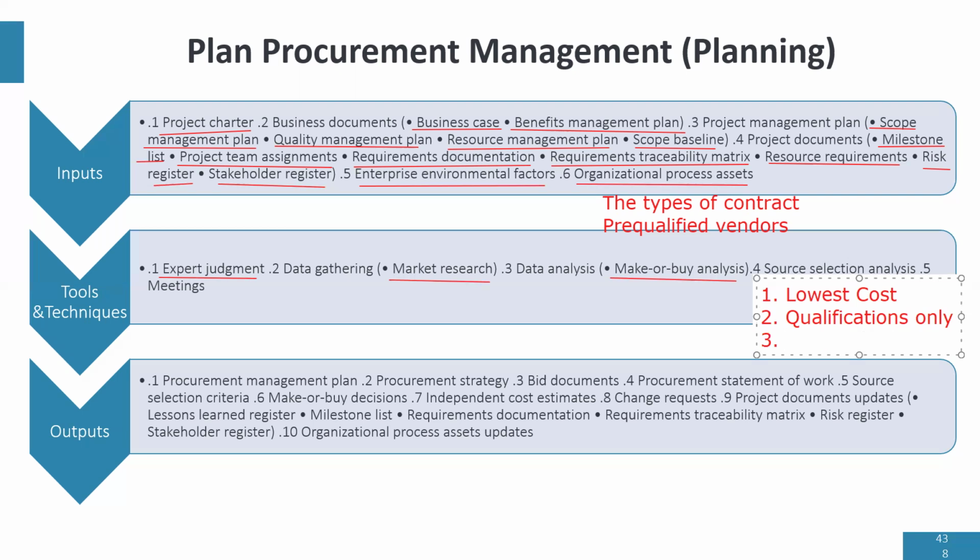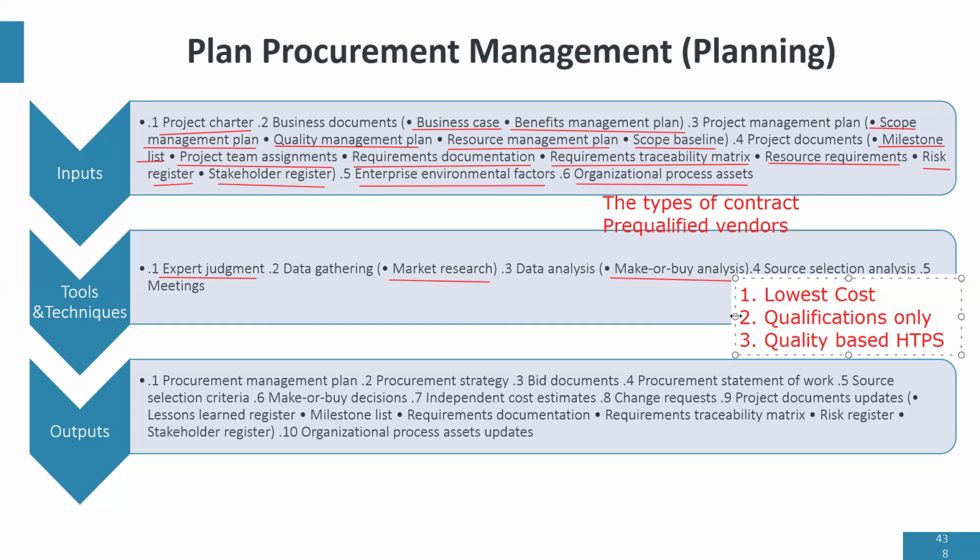Another selection analysis is quality-based highest technical proposal score. I summarized it to TPS. For quality-based highest technical proposal score, you are going to have a scoring system that you are going to use to evaluate every vendor. And that scoring system is called source selection criteria. It's an output, source selection criteria.